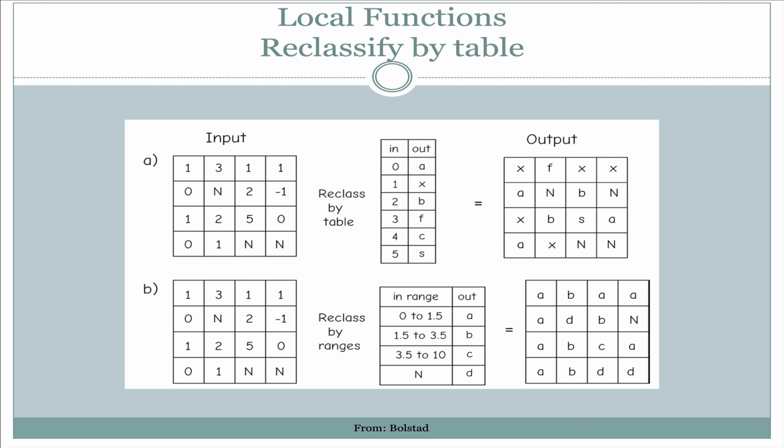Let's take a look at some examples here. If we have a value of 1, we go to the reclassification table on the top. We see that the new value is going to be X, and that X is put into a new output grid with all the values changed based on this reclassification table. On the bottom, if we have an input value of 5, that value of 5 falls between 3.5 and 10, so the output grid will have a value of C in that same location as the 5 in the input table.